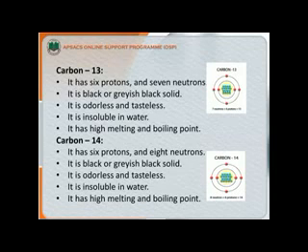Now count the green color circles inside the yellow region, that is the nuclear region. There will be 14 in number, out of which 6 are protons and the rest of them are neutrons.